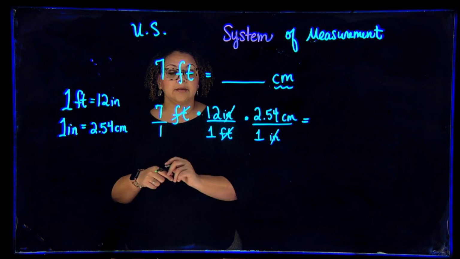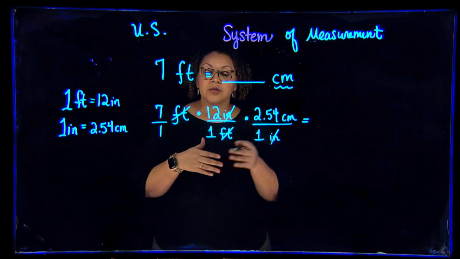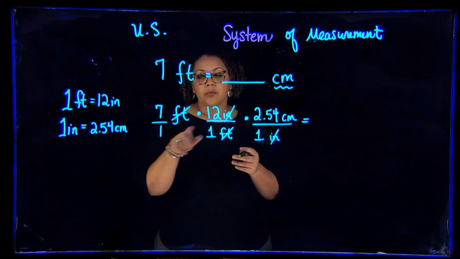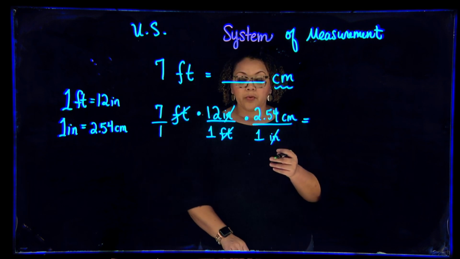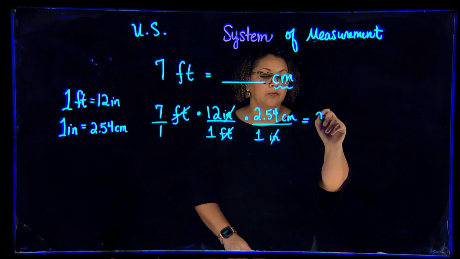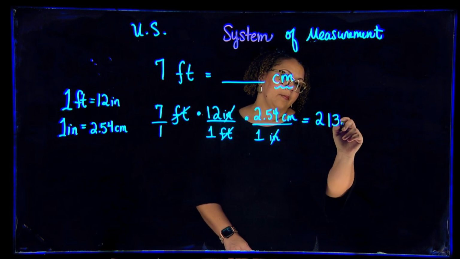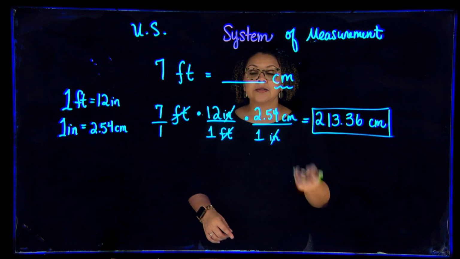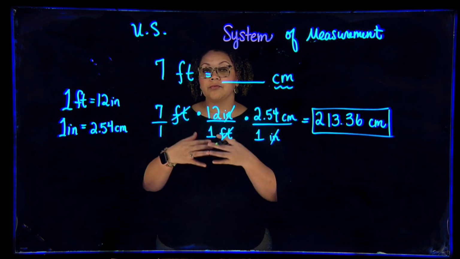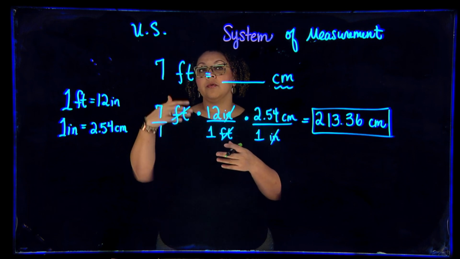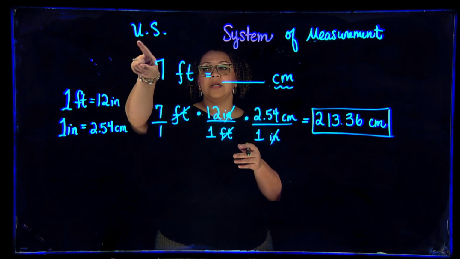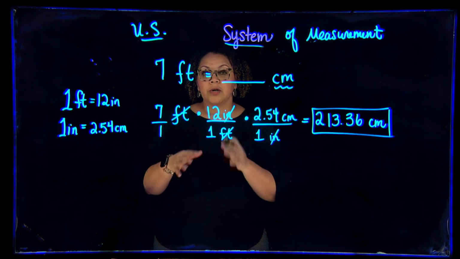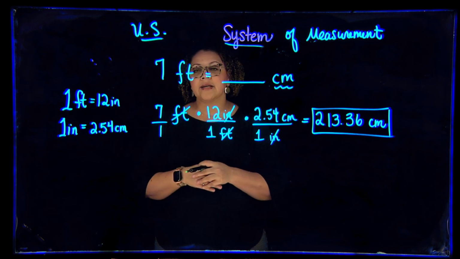We know 7 is technically over 1. And to multiply fractions, it is numerator times numerator, denominator times denominator. So we have 7 times 12 times 2.54. And after multiplying, you will find that that is 213.36 centimeters. So it is possible to even mix 2 different systems, but make sure whichever one you're going to, you need a chart or some resource to know what the U.S. system unit conversions are, as I have shown you in this example.